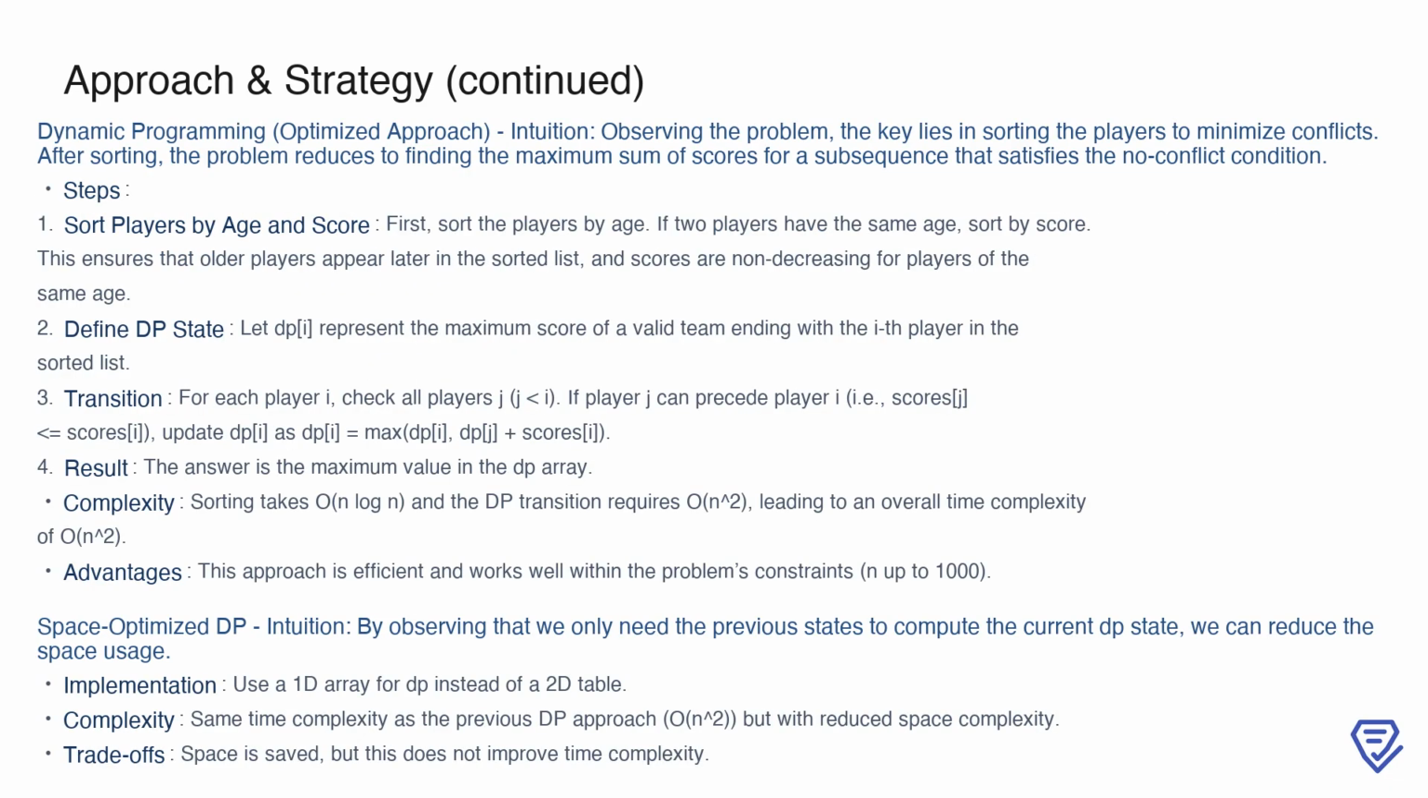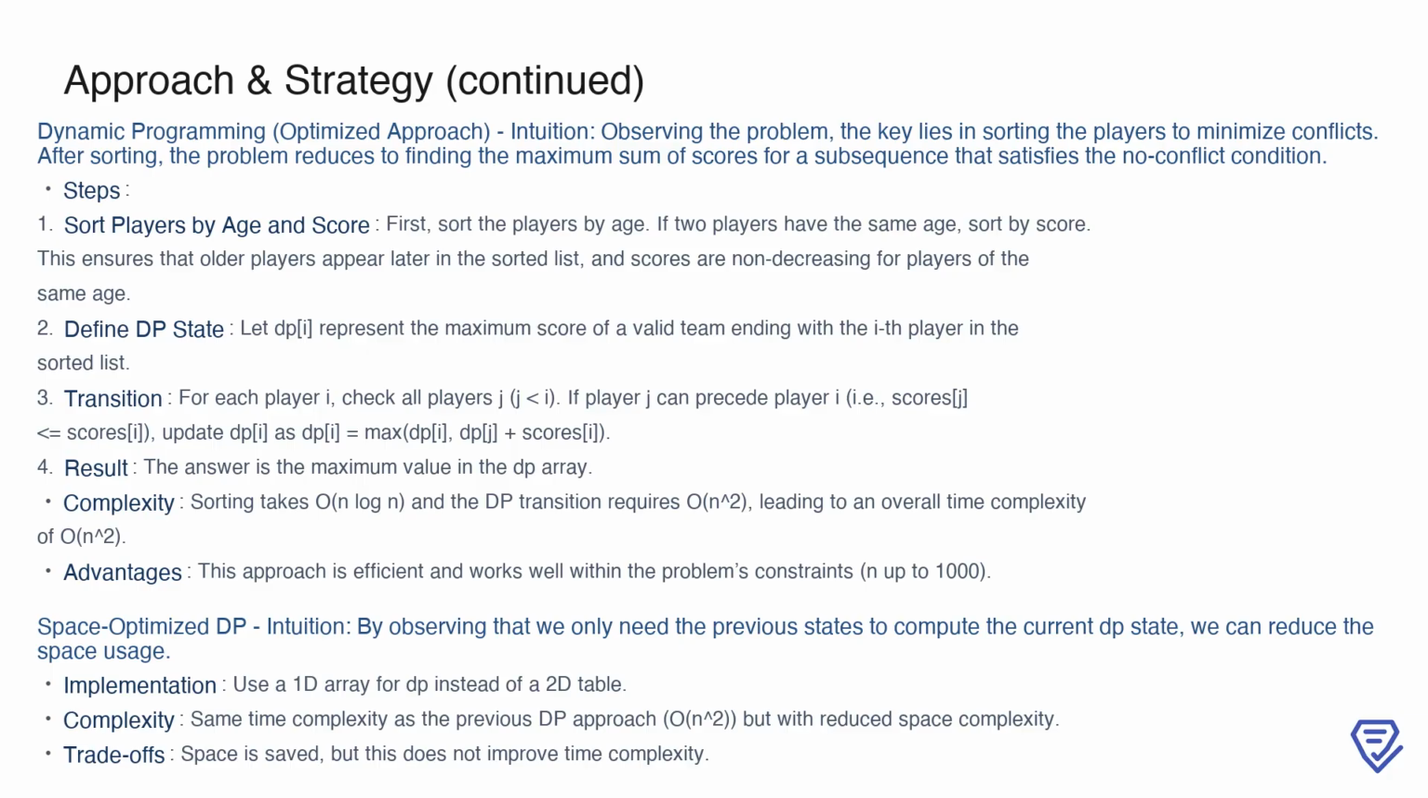A more efficient solution leverages dynamic programming, which is based on the key observation that sorting the players can help eliminate conflicts. By sorting players first by age and then by score, we ensure that older players appear later in the list, and scores for players of the same age are in non-decreasing order. Once sorted, the problem reduces to finding the maximum sum of scores for a subsequence that satisfies the no-conflict condition.